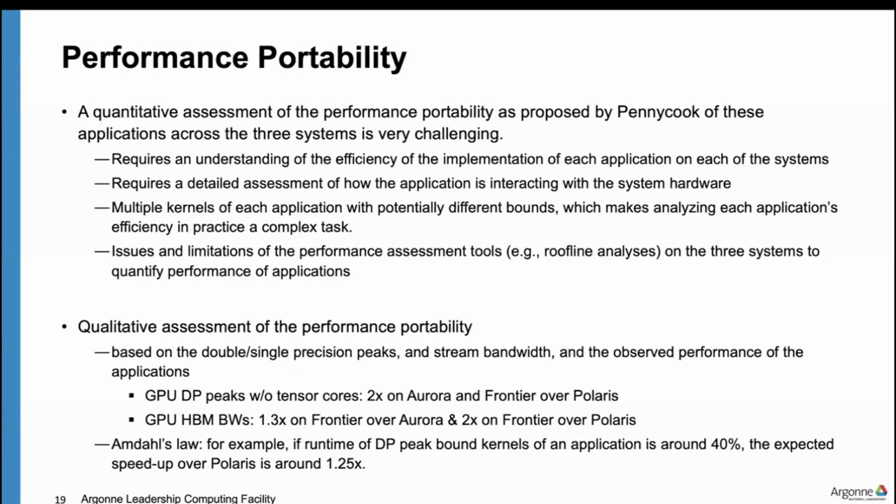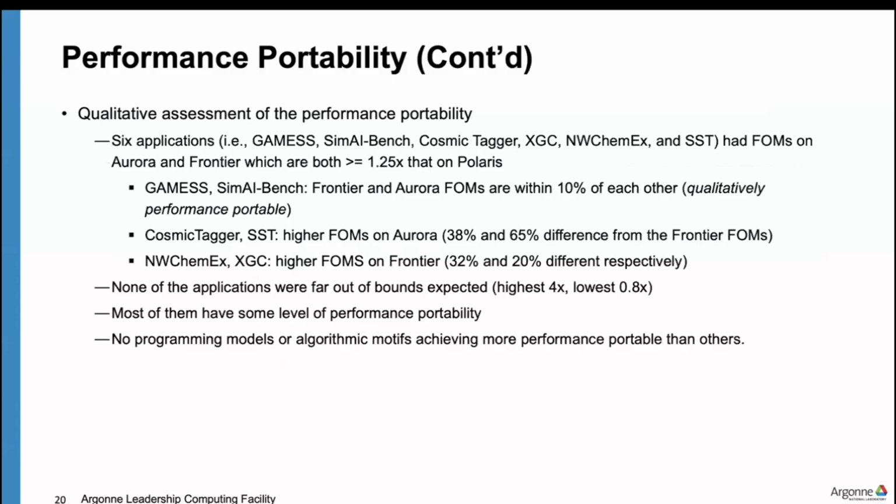So instead of doing the qualitative assessment, we want to do a quantitative assessment, which is a little bit easier. We just want to get a snapshot based on GPU double precision and HBM bandwidth. According to Amdahl's law, if the double-precision-bound runtime of the application is around 40%, that means your possible speedup is around 25%, right? It's kind of the ratio.